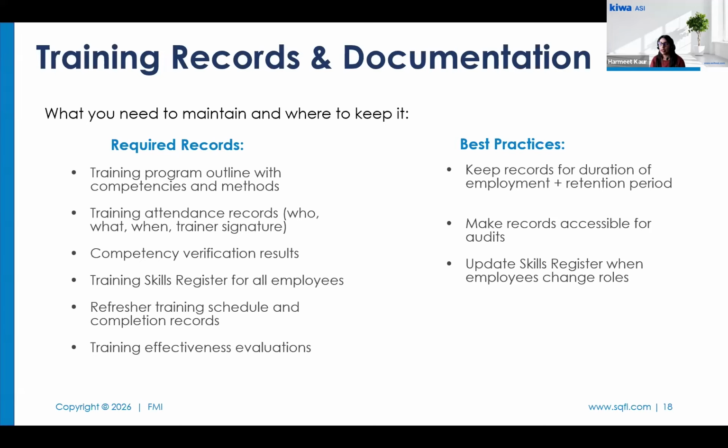A training program outline that includes the competency required for each role and the method you will use to train and verify. Attendance records, which need to include who was trained, what they were trained on, when it happened, the trainer's signature, and of course your competency verification results. Not just that they attended the training, but that they can actually perform the task, right? A training skill register for all employees showing what trainings they have completed. Refresher training schedule and completion records. You can of course make an Excel matrix also, right? A training matrix with all the topics and a list of your employees. And of course, training effectiveness evaluation.